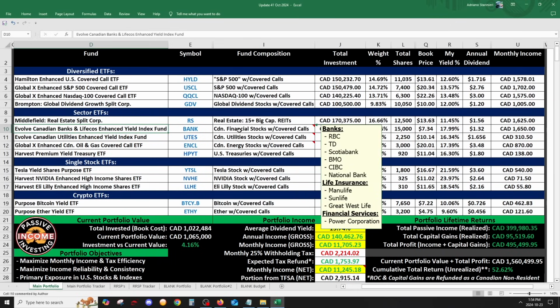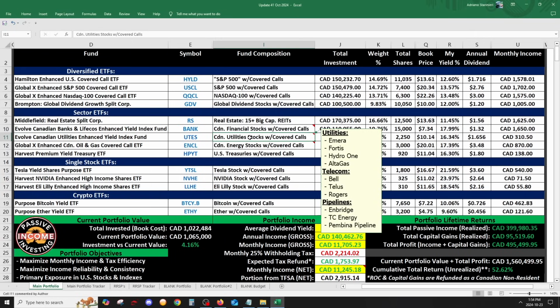Here are the stocks right here. You got the 6 banks, the 3 life insurance, and Power Corporation. So, yeah, I added a little bit more to UTS, which is utilities. You got the 3 telecoms, 4 utilities or electricity, and you got the 3 pipelines. Very, very nice high yield.